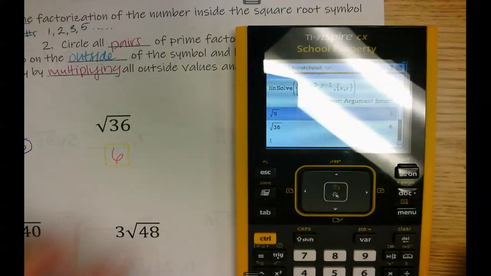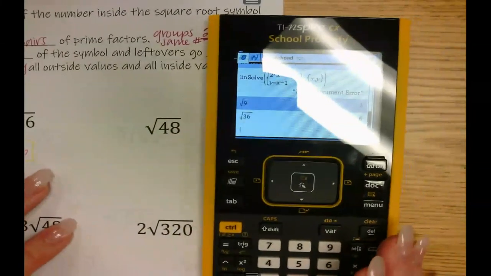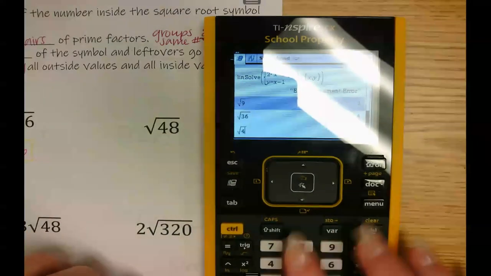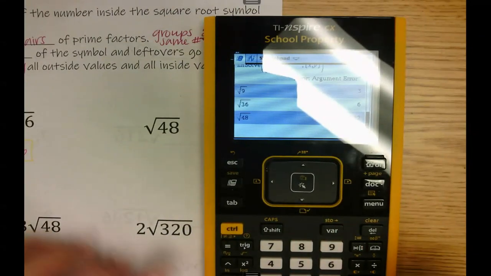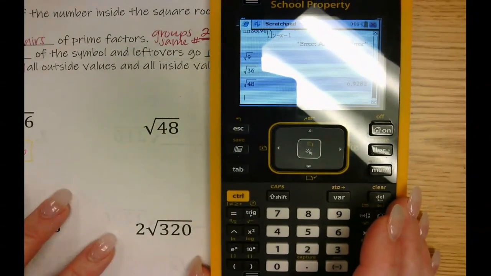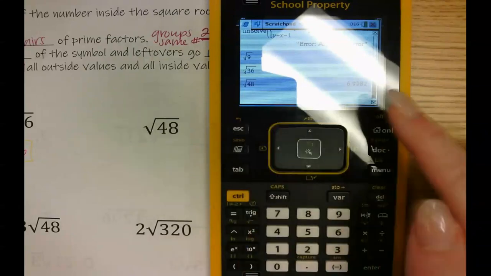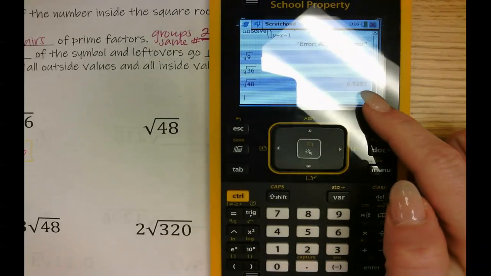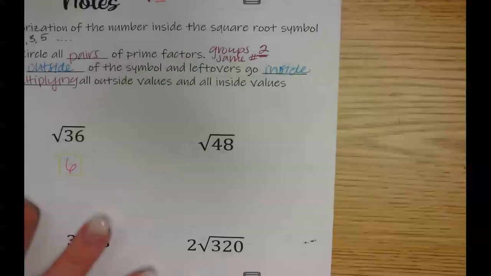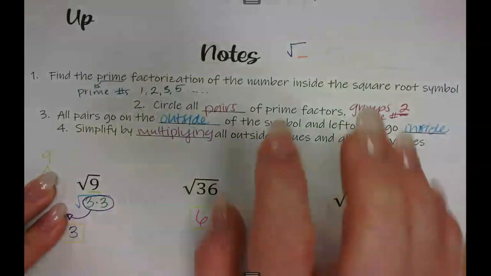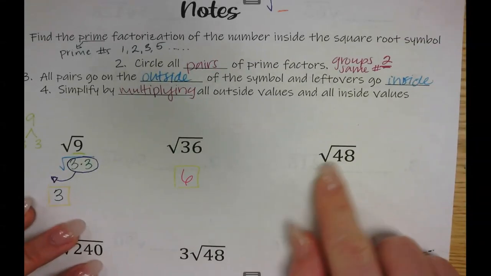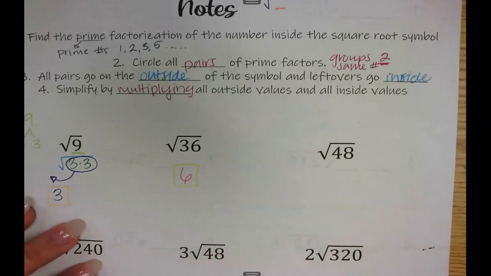We're done. Okay, so coming to this third example, we've got the square root of 48. Oh, you cannot see that because of my light. The square root of 48 gives me 6.928. Since it gave me a decimal number, I need to do these steps. So I'm going to figure out my prime factors of 48.